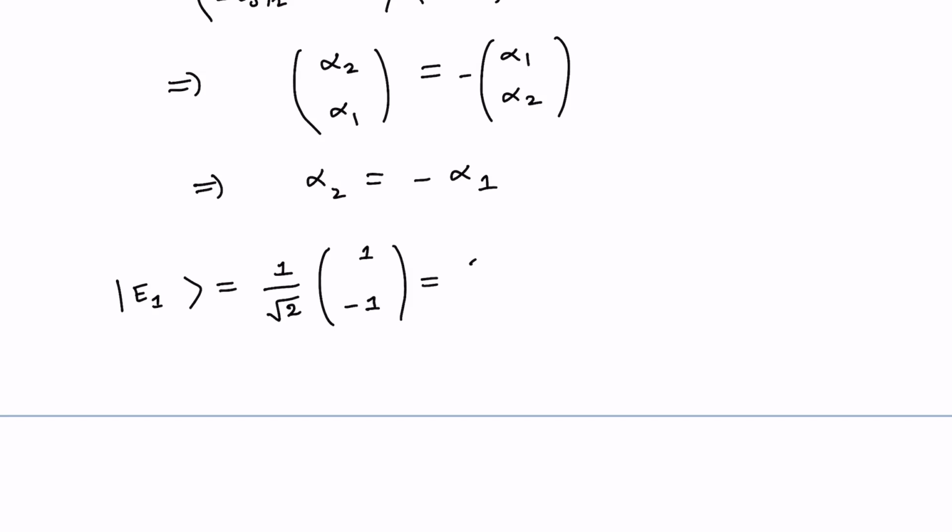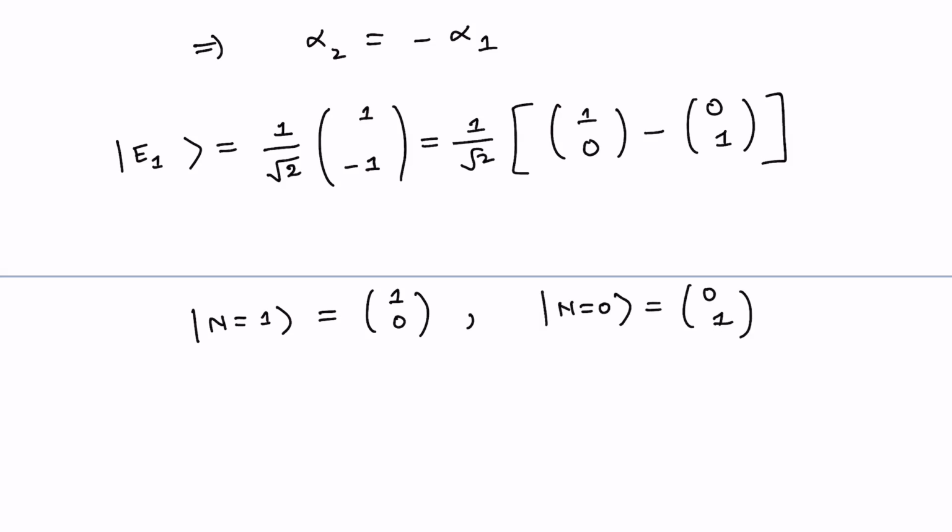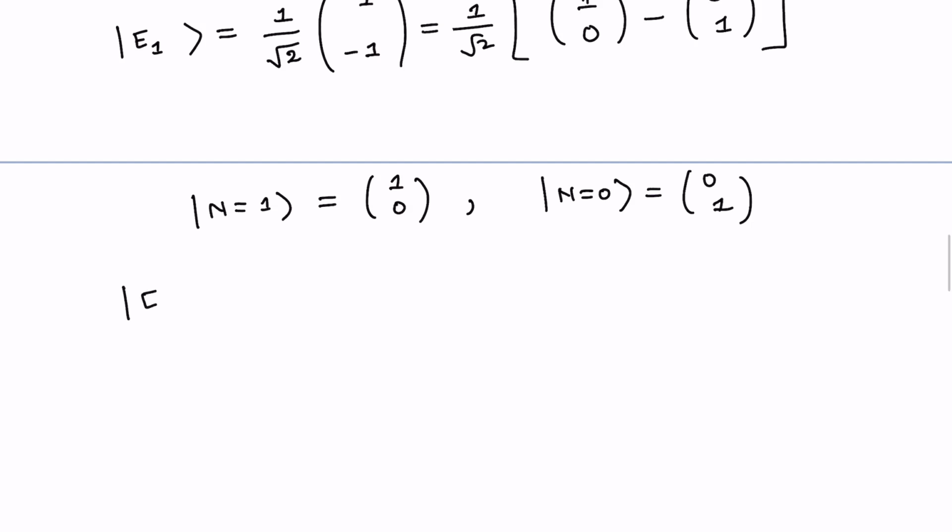That means this eigenstate has to be normalized, so this is the normalization factor. Now I can write it as 1 by root 2 times the column vector 1, minus 1, which is 1, 0 minus 0, 1. If I now define n equal to 1 as 1, 0 and n equal to 0 as 0, 1, then I can write this eigenvector corresponding to the point A as 1 by root 2 times ket n equal to 1 minus ket n equal to 0.